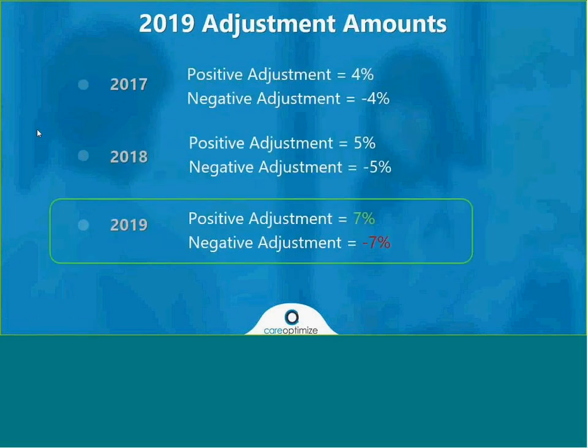Another change, no surprise, is the adjustment amounts. So we started at 4% in our first year. Currently, we're in a plus or minus 5%. And next year, it goes up substantially to plus or minus 7% for the adjustment. Again, this does not include the $500 million additional dollars that they have earmarked for the exceptional performers. So you've got the 7 plus and 7 down, and you've also got the $500 million.